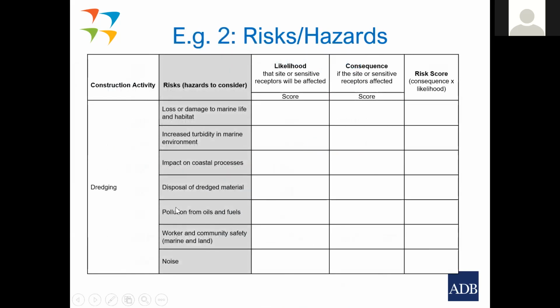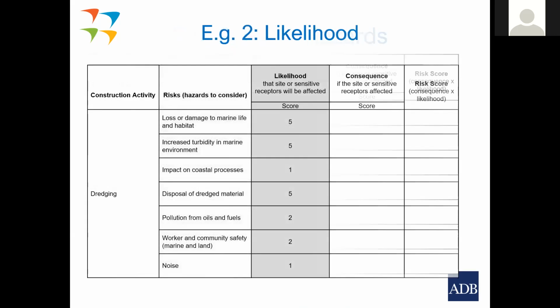Again, we have our risk matrix there, and in the second column, we identify all our risks beside dredging. And then we assess the likelihood of each. Loss or damage to marine life. Well, it cannot be avoided, it's going to happen, so we give it a 5. It's certain through dredging that we're going to lose or damage some marine life and habitat. Increased turbidity in the marine environment, absolutely going to happen. The scale of it is debatable, but it's going to happen. You can't have dredging without some turbidity.